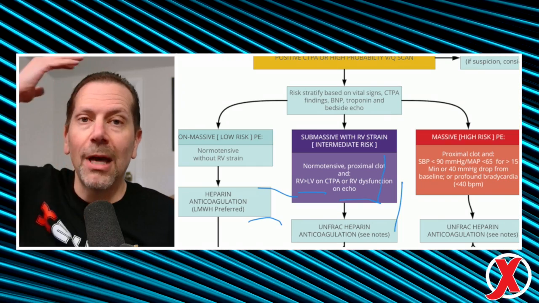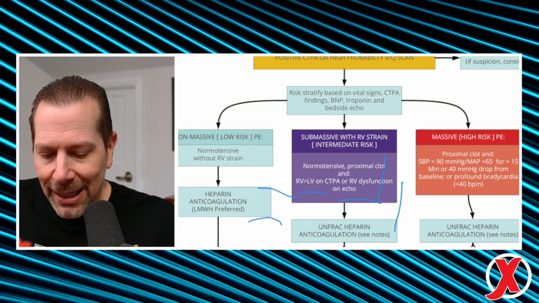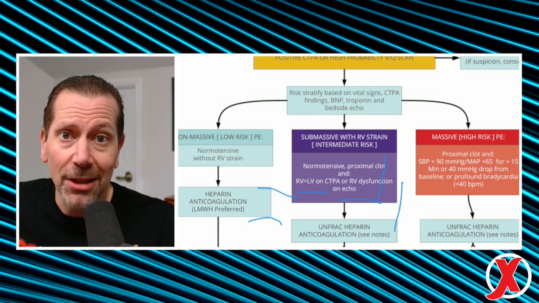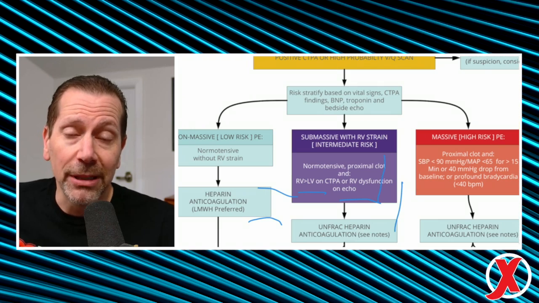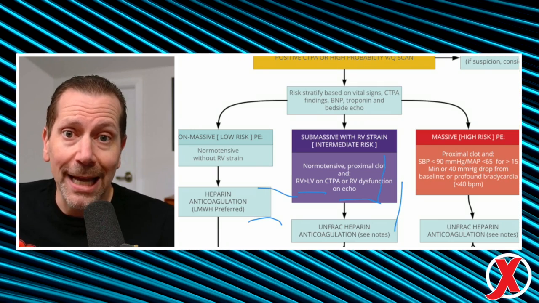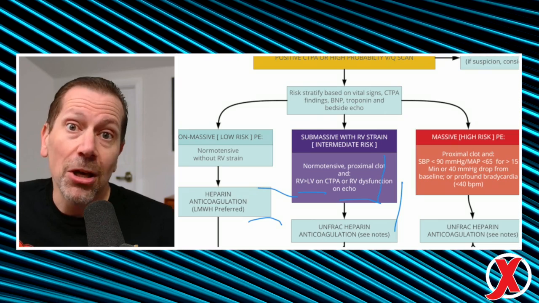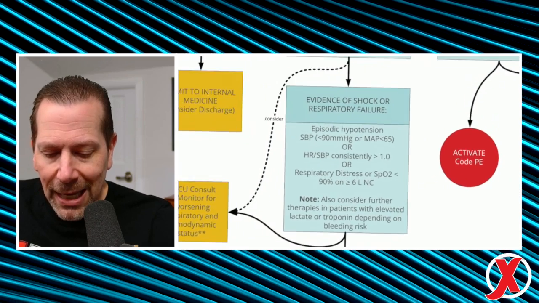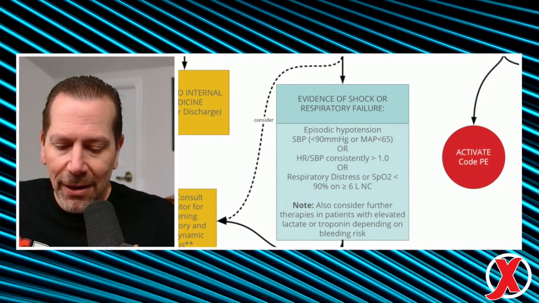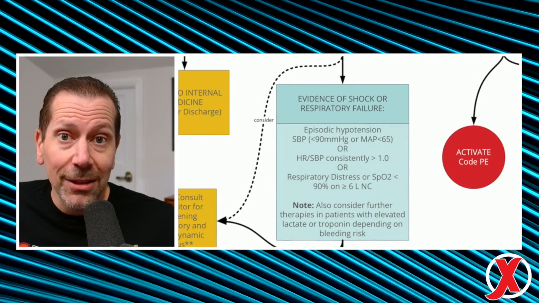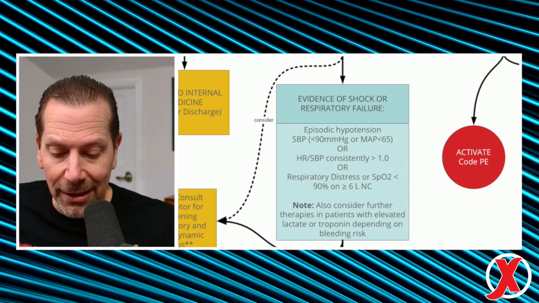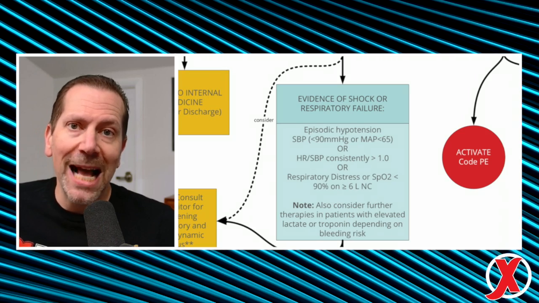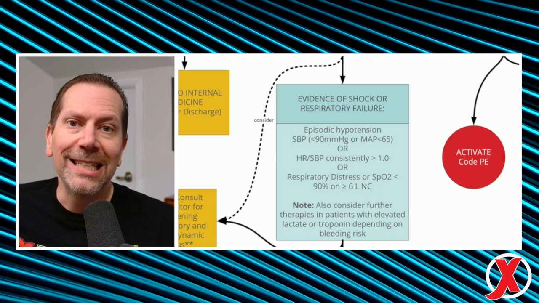But like I told you, that box, it's just too broad. It doesn't actually tell you what to do with these patients, except that they probably need to stay in the hospital. And they probably, unless they have a contraindication, should be put on anticoagulation. So that's what being submassive tells you, but it's not enough. So let's go down here a little bit. And now we have, do they have evidence of shock or respiratory failure? Now, this is where it gets interesting, right? So episodic hypotension. We know massive, we're going to tell you shortly, is defined by continuous hypotension.